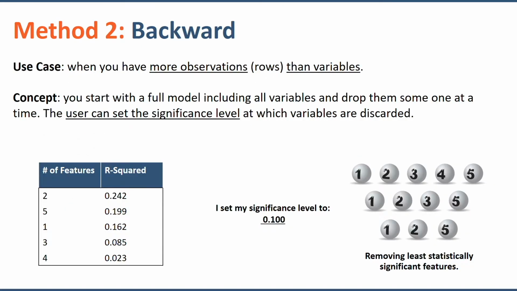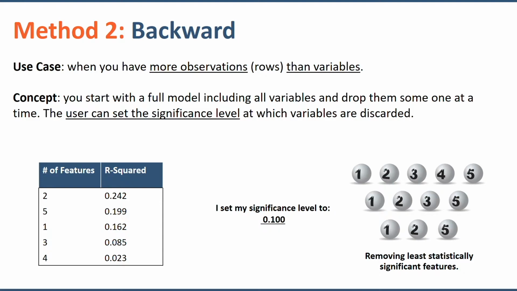Next method for feature selection is backward. One example of use case can be having more observations than variables. Compared to forward, the backward model starts the other way around. It starts with all variables included in the model, and at each step, the least significant variable in the combination of features is removed. And this goes on until every non-significant variable is removed.